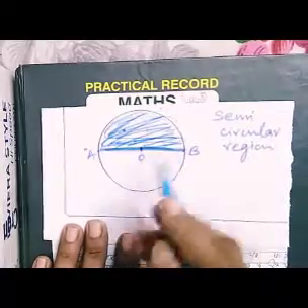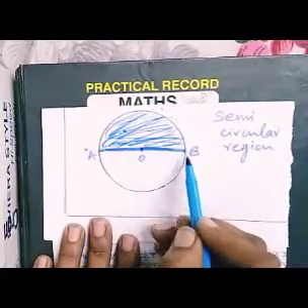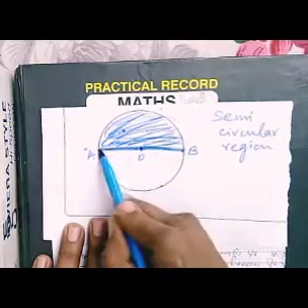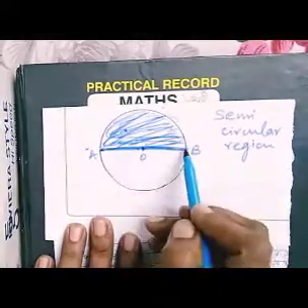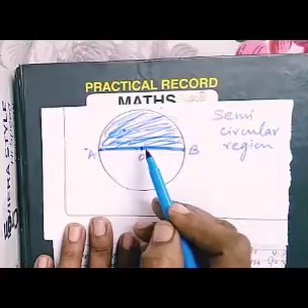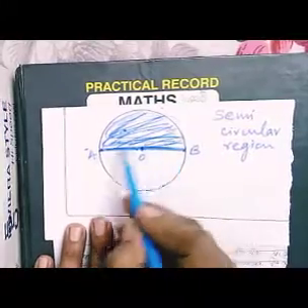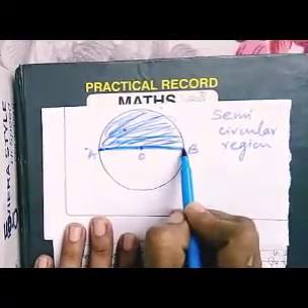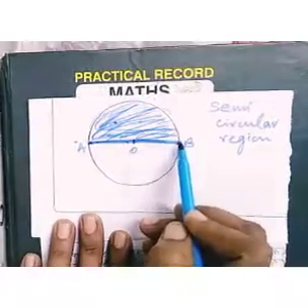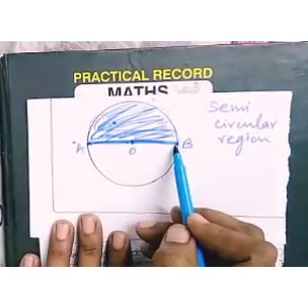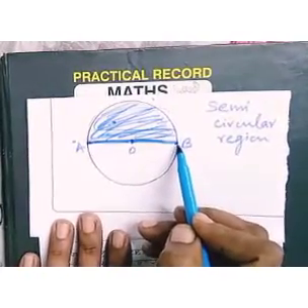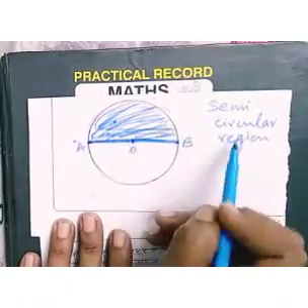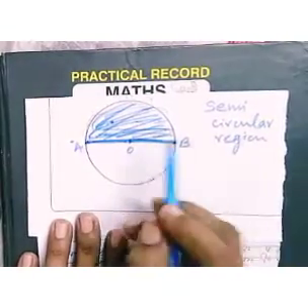So here the center is O. Now you can see AB is a diameter, and so OB and OA are two radii, and there is an arc AB. Therefore it is a sector. And also AB is a diameter, it is a chord, and the region is bounded by the chord and the arc. Therefore it is a segment also. So a semicircular region is a sector and a segment both.